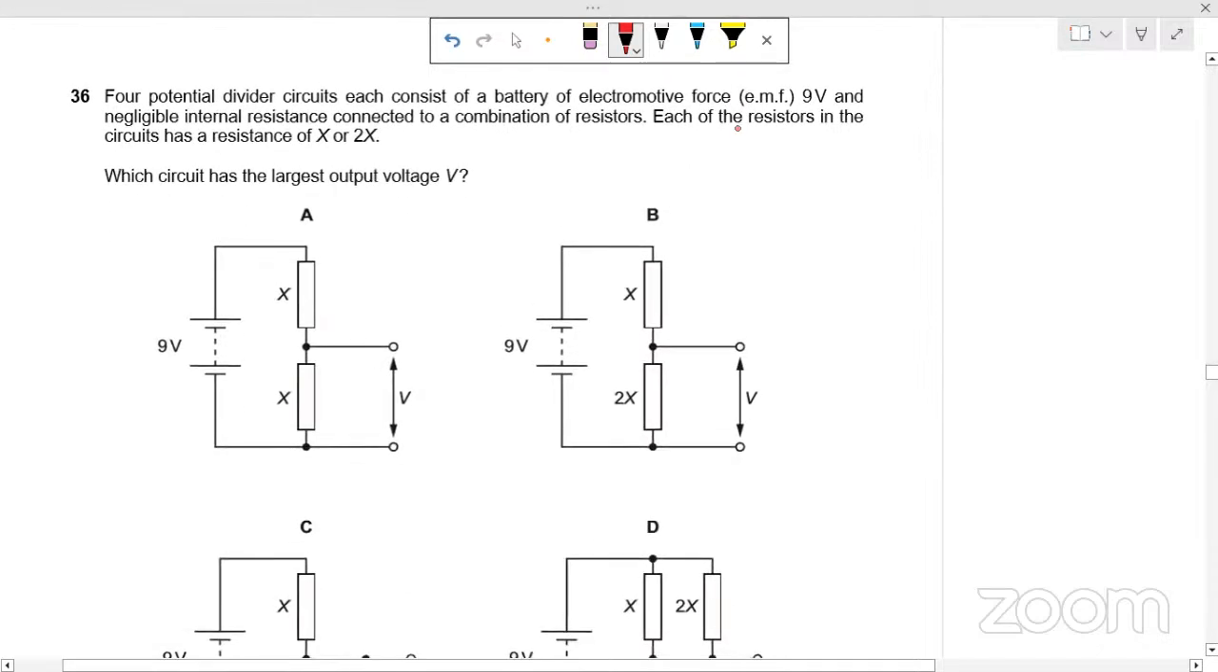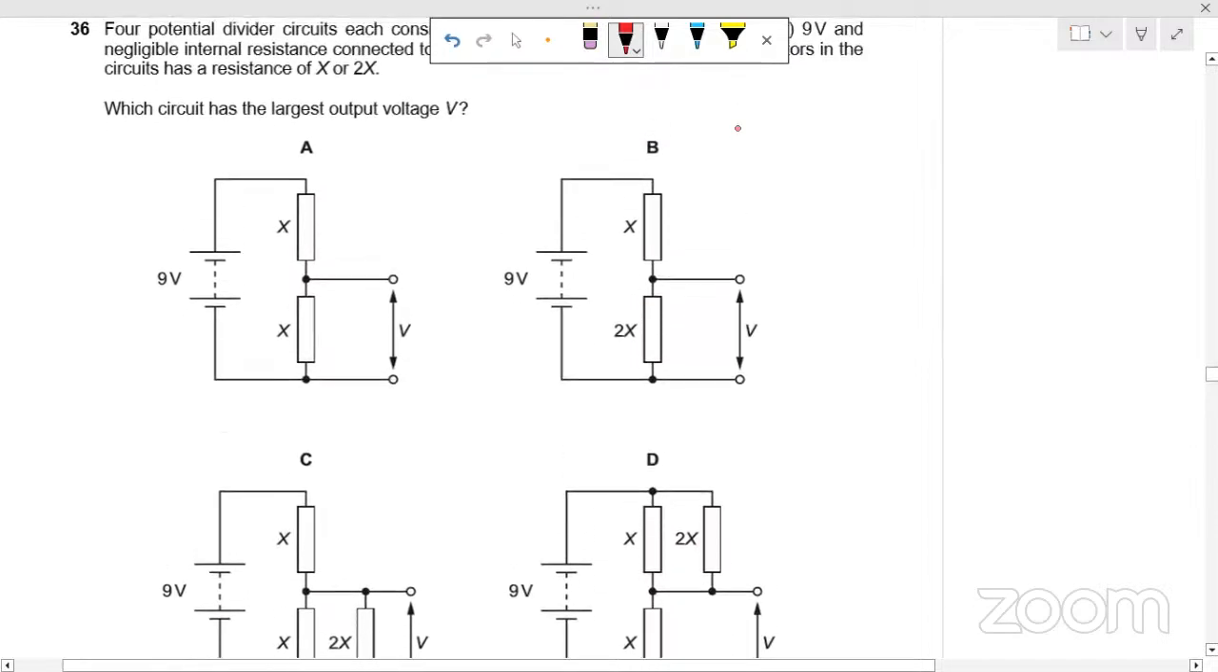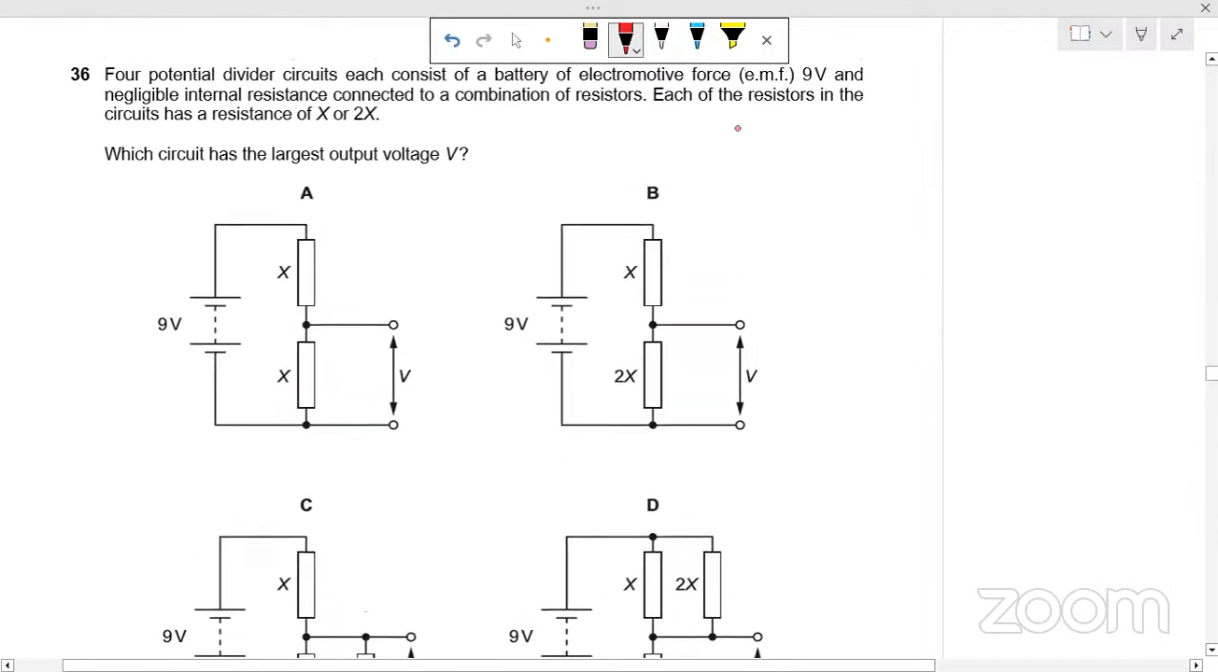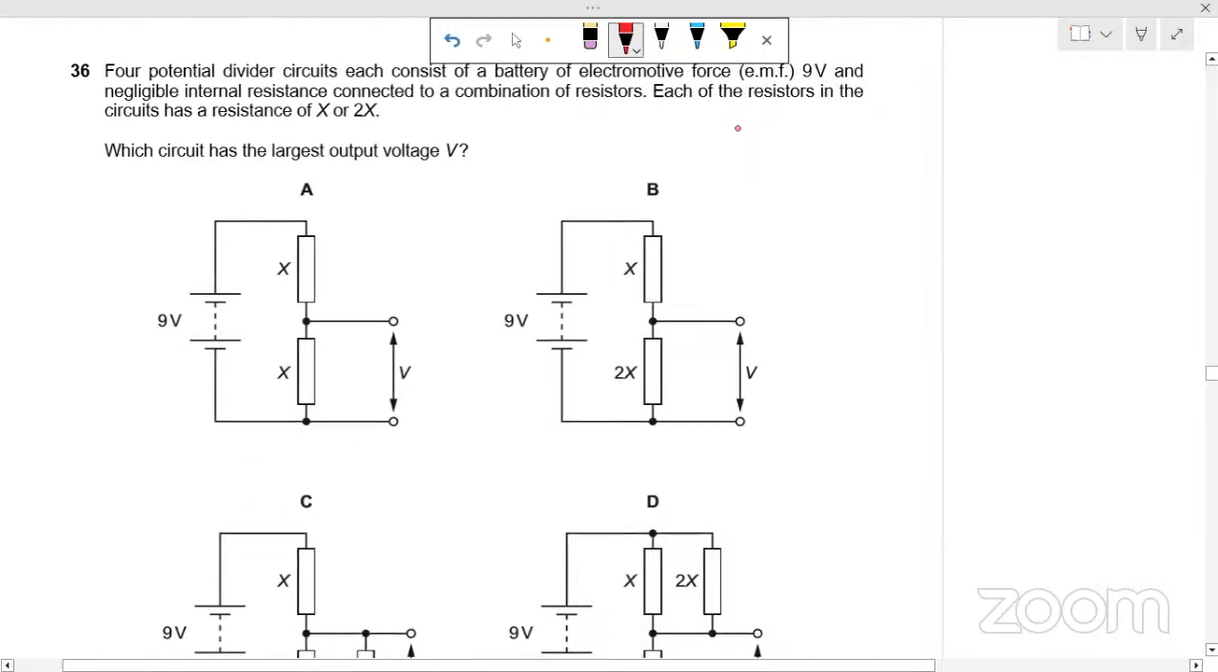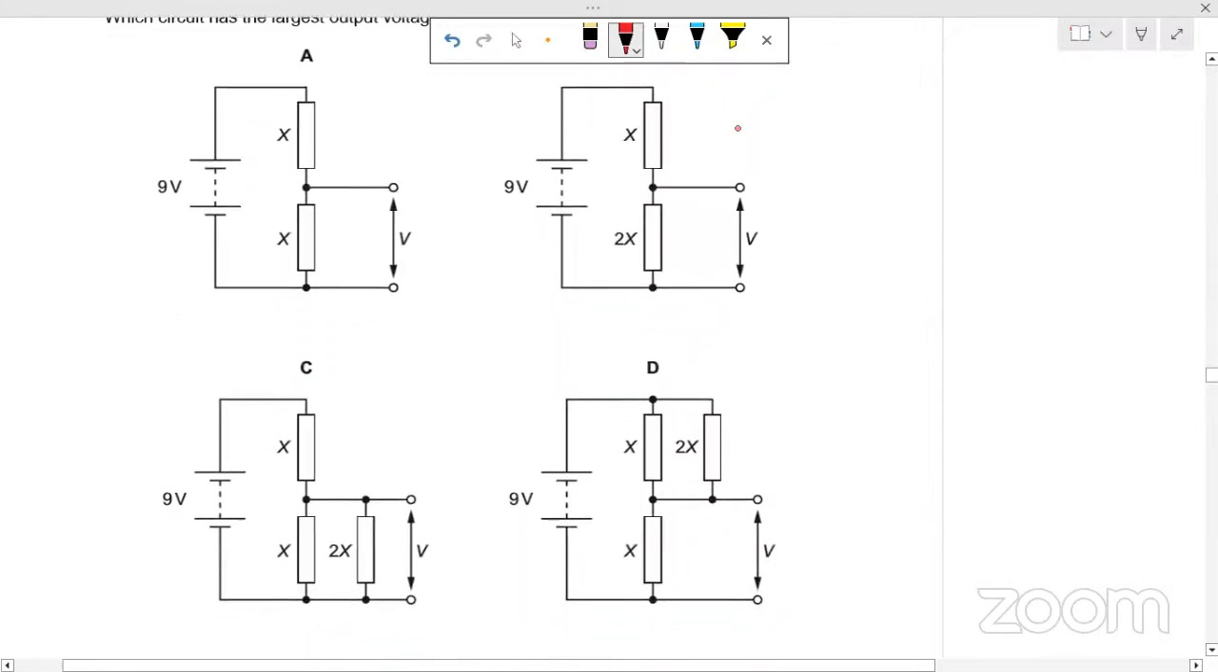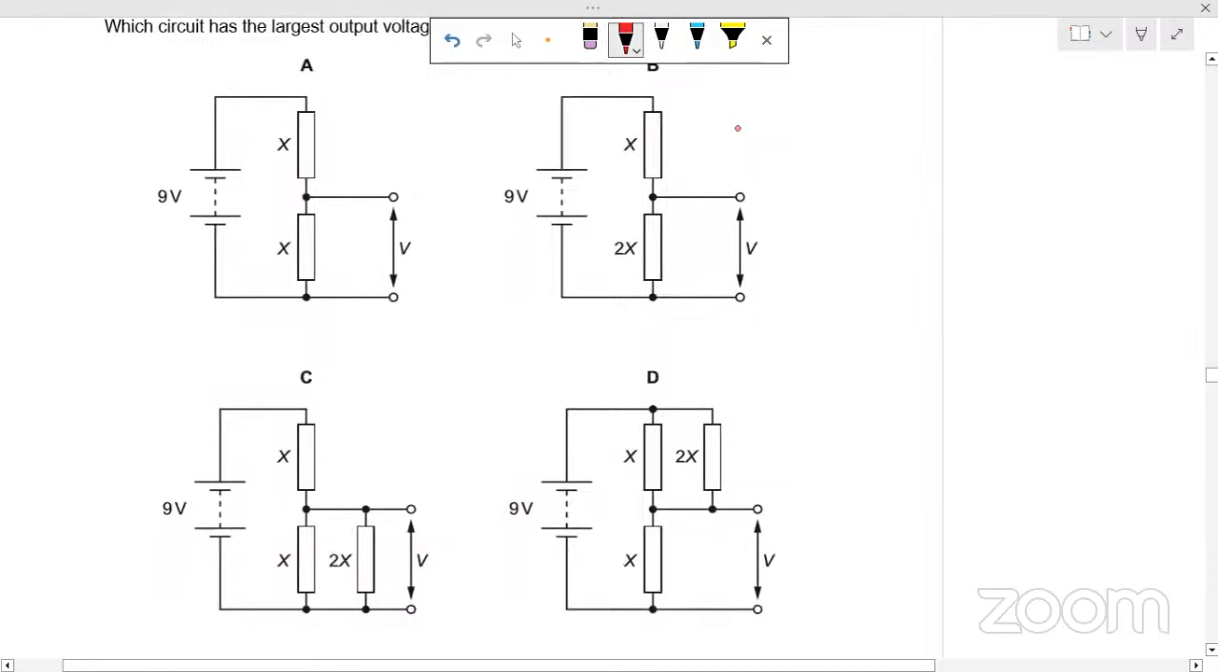For potential divider circuits, each consists of a battery. You can see all of these circuits. What do we want? Which circuit has the largest output voltage? We want the largest output voltage.